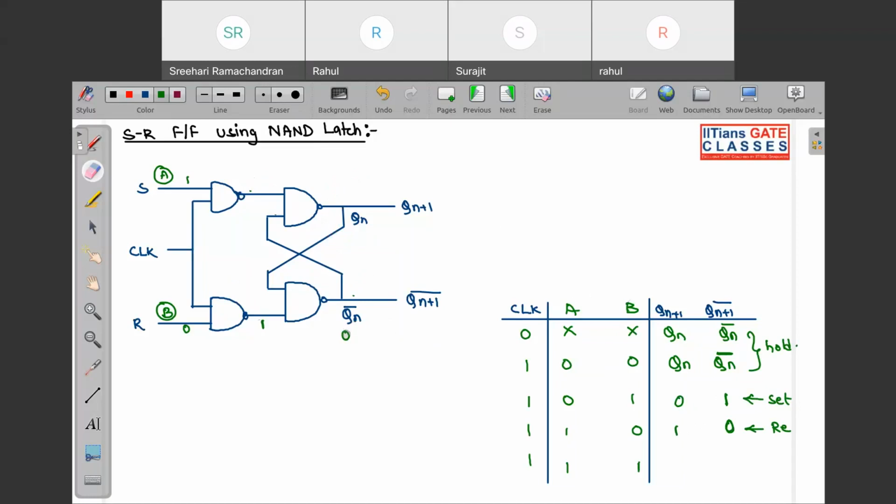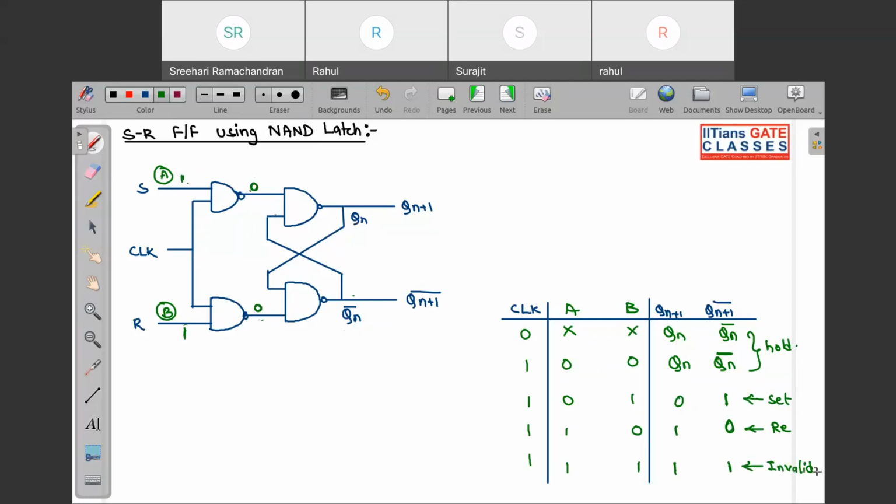Now the last case is when we apply A and B both as 1 1. If we apply both of them as 1 1, the output of the clock stage will be 0 0. And we know that when we apply 0 0 to both the inputs of the NAND latch, we get the invalid state. Both of them will be 1 1. So this is invalid.